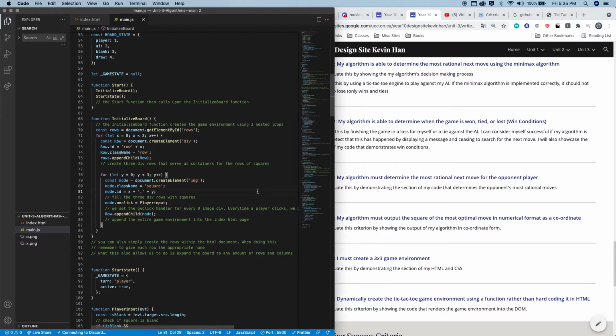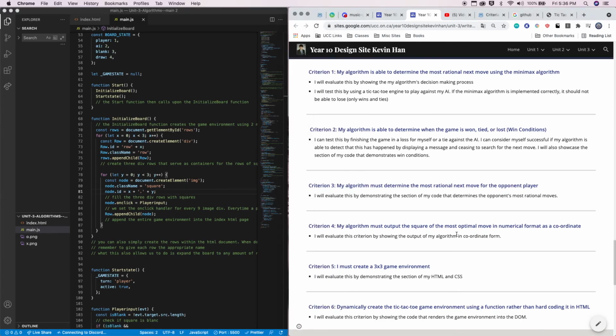Instead of doing that, I created a function in my JavaScript file that renders the game environment onto the HTML page. So this is the code right here. This first function creates 3 rows, and here this creates 3 columns. For each of these columns, I added an image using the document.createElement tag. After doing this, I put the onClick class on all of the images, so all of the images essentially become buttons. That is how I created the tic-tac-toe document. In order to adapt this to future projects, I can simply change this number right here to create larger board sizes. Because I was able to write code that dynamically creates the tic-tac-toe game environment, I can consider myself successful in Criterion 6 as well.